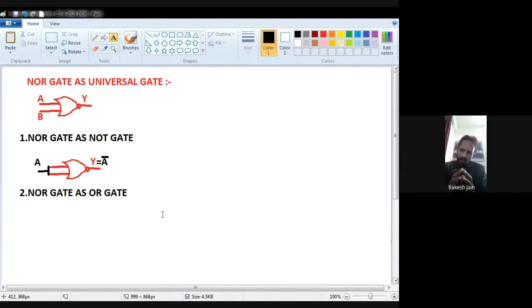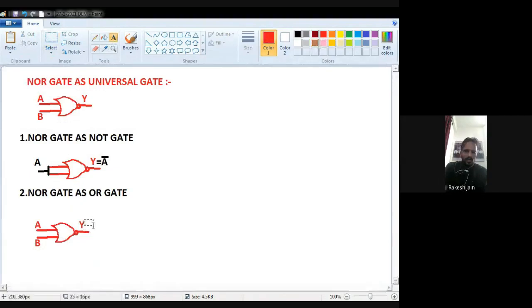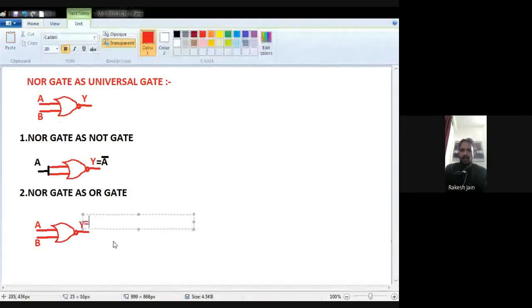So if I want to build an OR gate with the help of NOR gate, it means I have to complement the output of NOR gate. Then I will again regain the OR gate output. So I know this is my NOR gate. This is the symbol of NOR gate, in which the output Y is equal to A plus B whole bar.